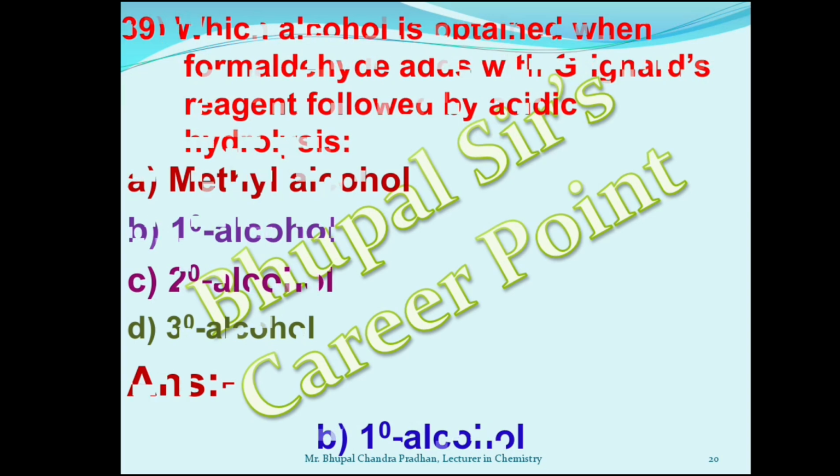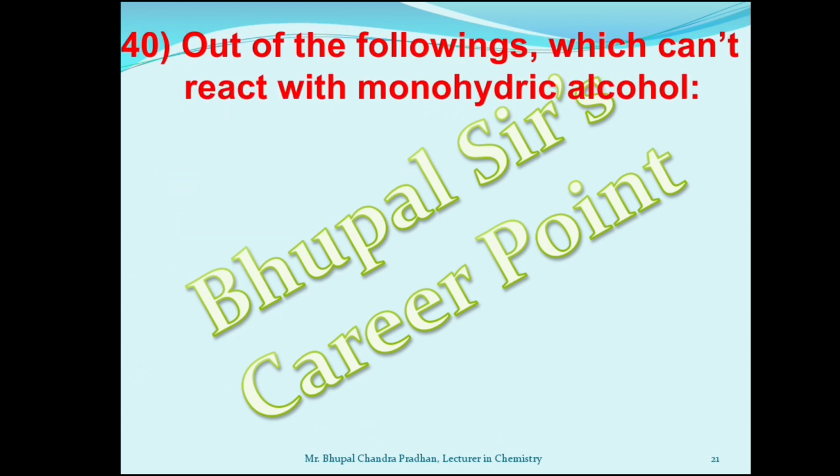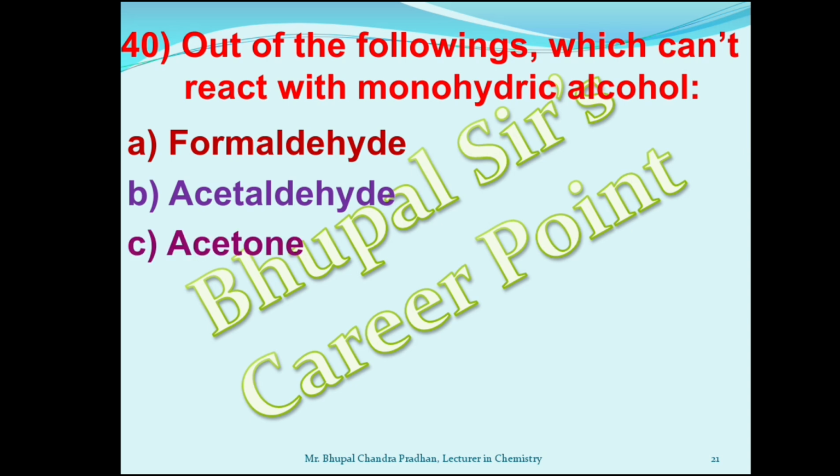Now, let us come for the next question. Not only the next, but also the last question of this session. That is question number 40. Out of the following, which cannot react with monohydric alcohol? Option A, formaldehyde. Option B, acetaldehyde. Option C, acetone. Option D, none of these. Students try to give the correct answer.